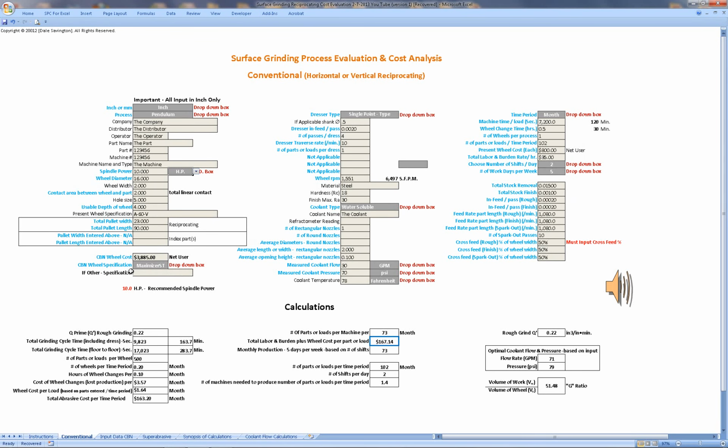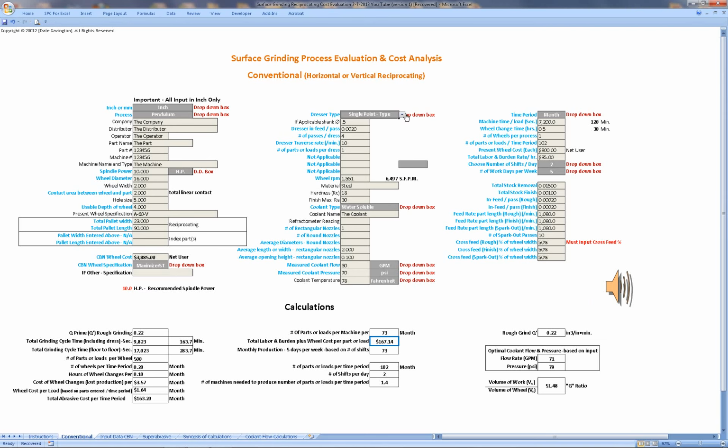Now, critical here is CBN wheel specification. We have a choice of Maximizer, Maximizer ST, which are low concentration wheels. We've chosen the ST. Or we could go high concentration, which is more of a normal CBN process for high volume, or other. It could be metal, resin, whatever. We've chosen the ST in this case. If it were other, you would enter that specification.